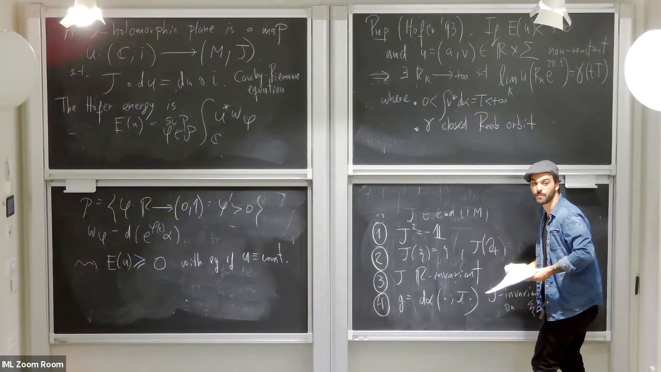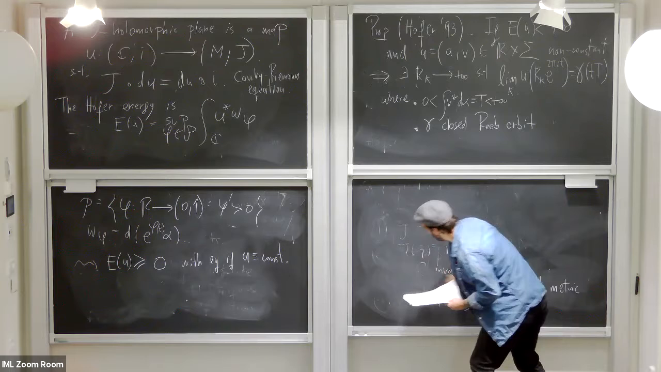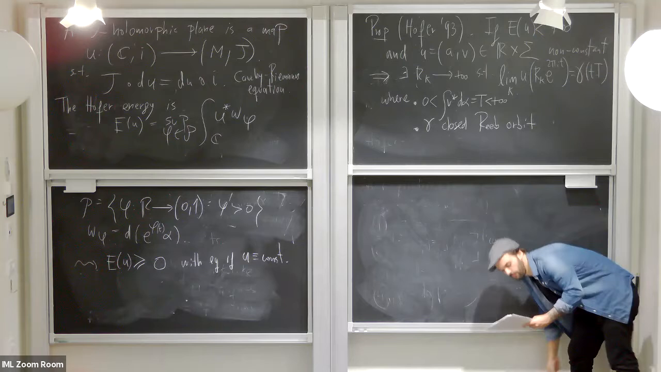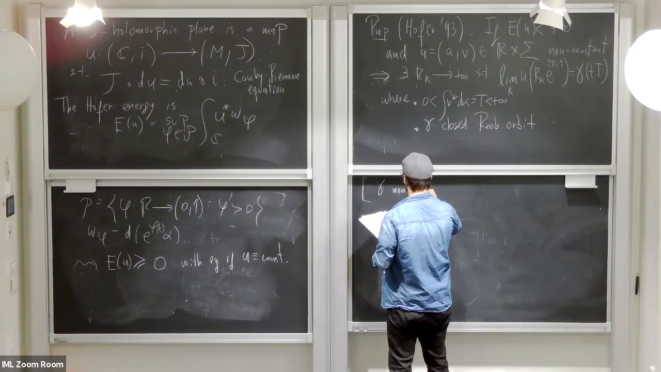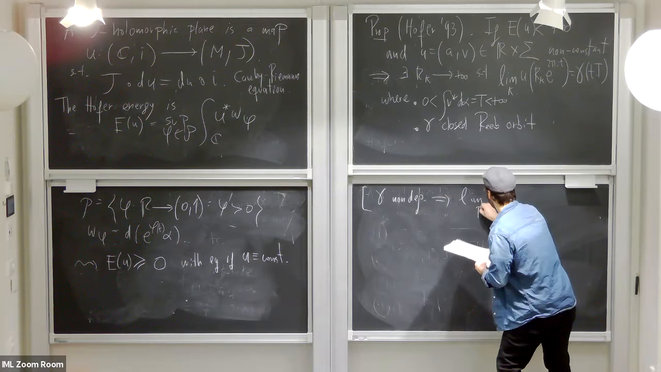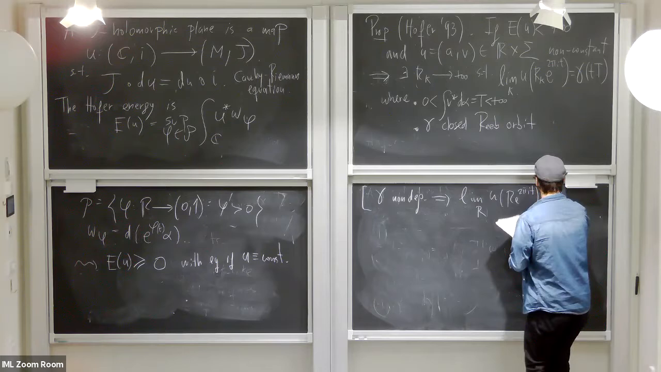All that I'm saying is that if you have finite energy, then this holomorphic plane becomes asymptotic at infinity to a closed Reeb orbit. Let me just, before I say that, there's also, under some non-degenerate assumption on gamma, the limit, the same is true for every R. And this limit is uniform and exponential.